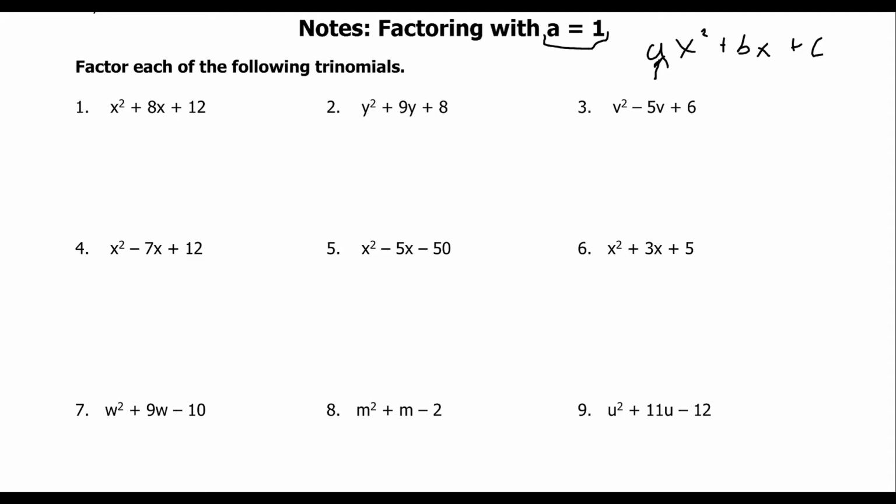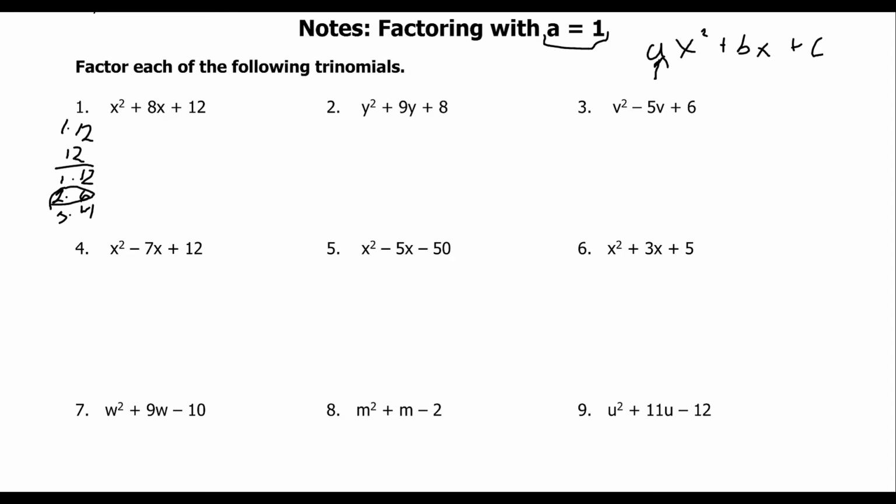Alright, now, on number 1, I want to touch on what Mr. Melton talked about yesterday with the factoring by grouping. So what we do is we do 1 times 12, as we know, and that's 12. And then that's going to be 1 and 12, 2 and 6, 3 and 4. Now, there's one set of those that are going to add to give me 8. And that's this one right here.